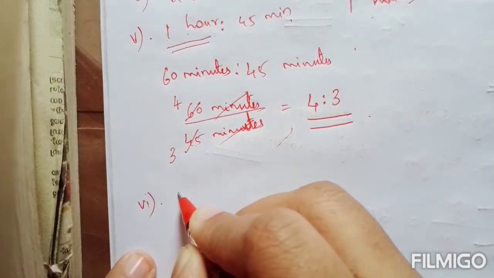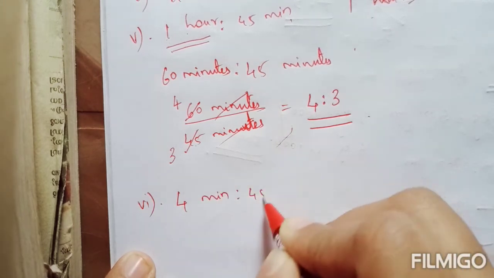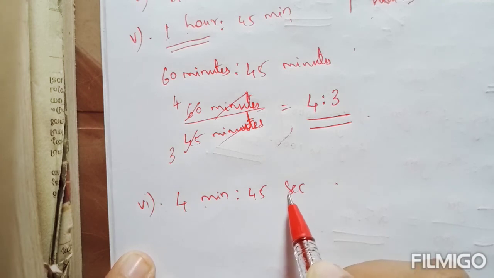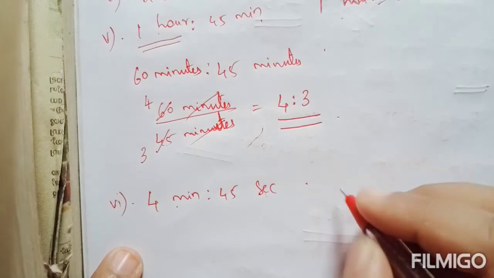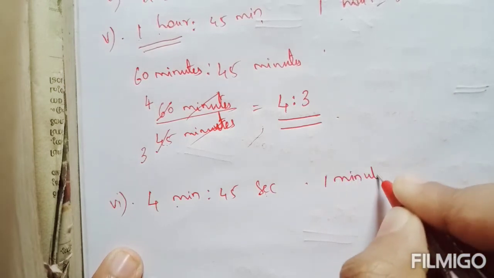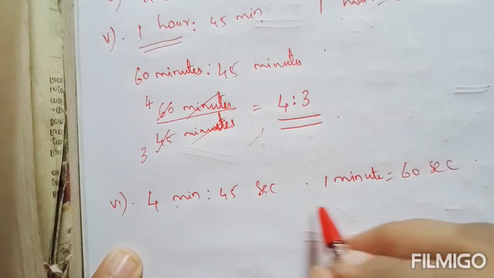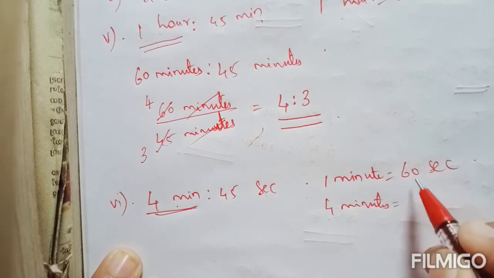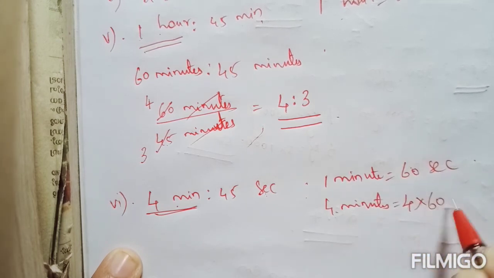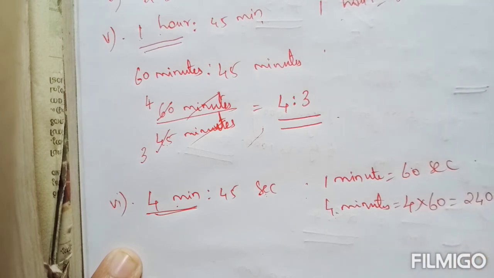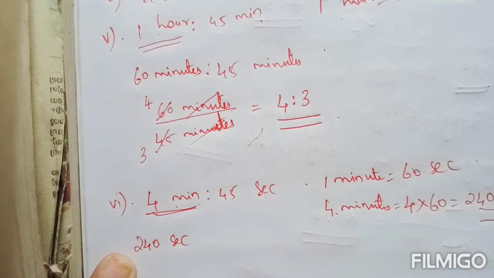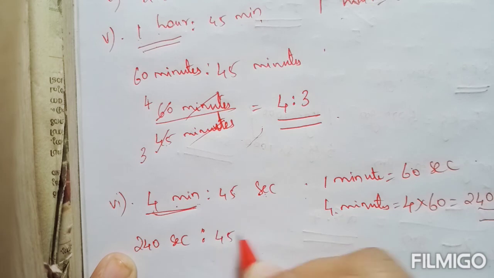Now the sixth one, 4 minute is to 45 second. Here the unit is minute, and here it is second. We know that 1 minute equals 60 second. So what will be 4 minutes? 4 minutes will be equal to 60 into 4, you will get 240 second. 4 minute equals 240 second is to 45 second.